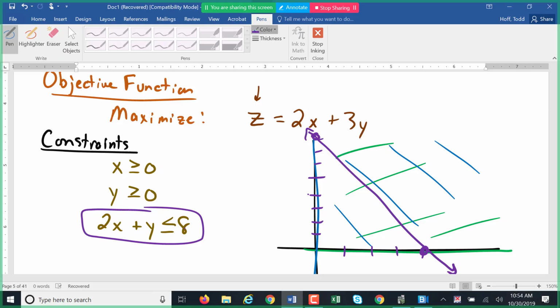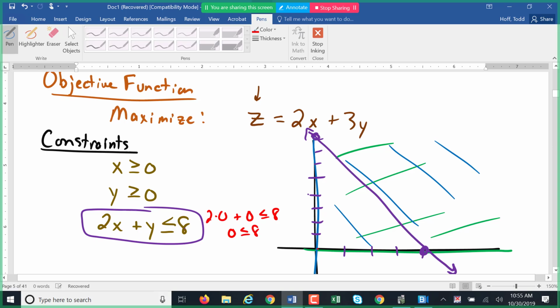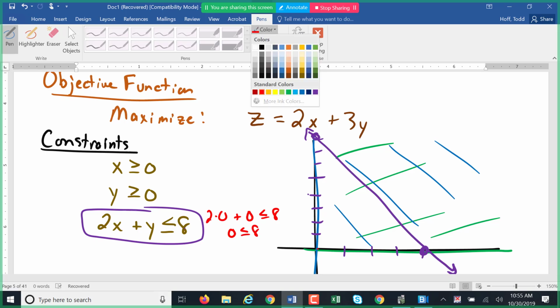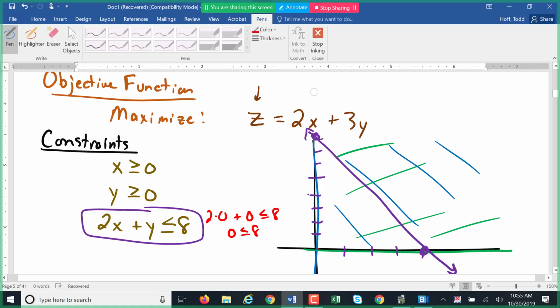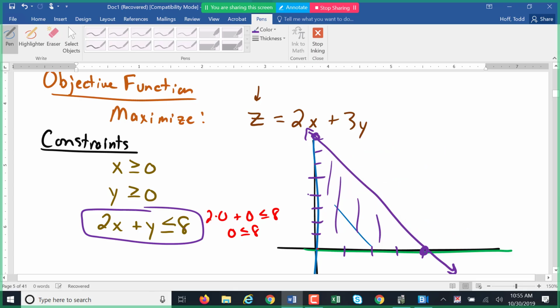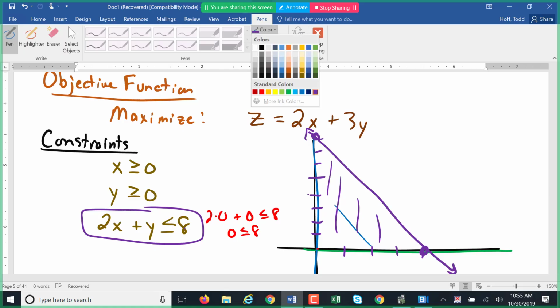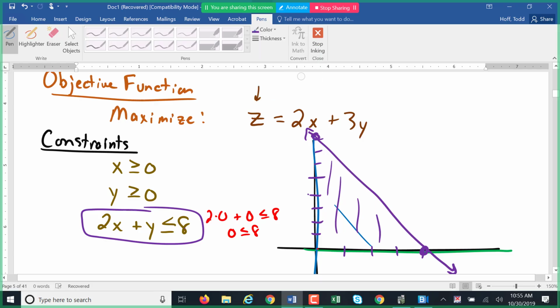If I test the origin here, 0, 0, 2 times 0 plus 0, is that less than or equal to 8? Yes, 0 is less than or equal to 8. So this is going to be colored in here. So basically we've limited ourselves to that triangle so far. I'm going to get rid of some of these colorations out here because we know it's not out there anymore. We're inside that triangle. But we have a fourth constraint here.